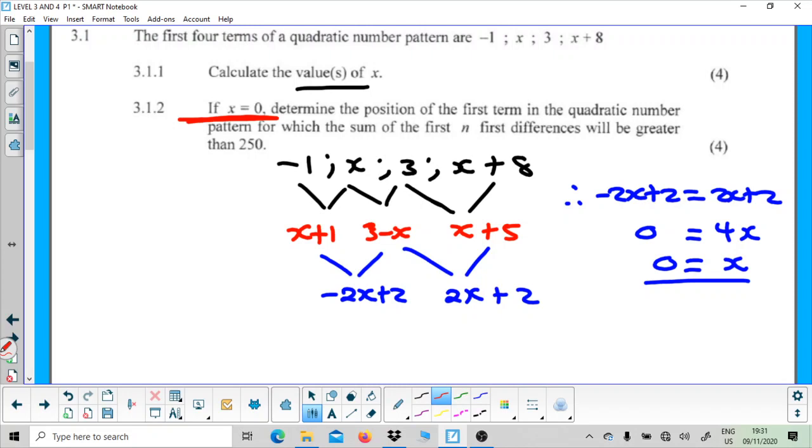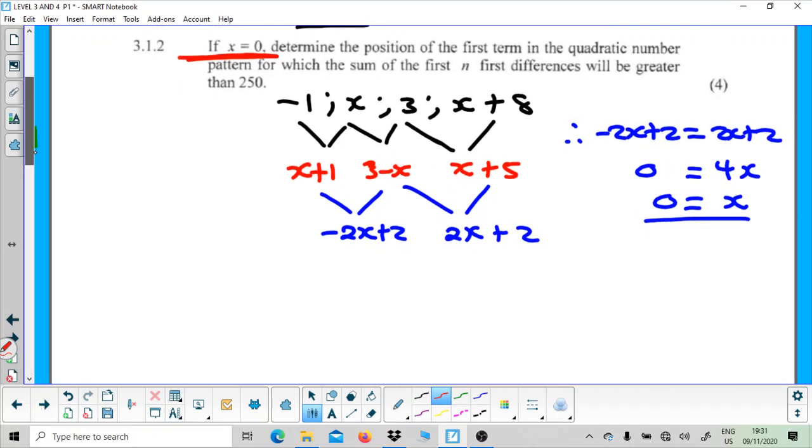Now, what do you want if x is equal to 0? You want to determine the position of the first term in the quadratic number pattern for which the sum of the first n differences will be greater than 250. It's about understanding what they are talking about. If you get mixed up in those words, then it becomes a problem, really. So what we have to do at this point is let's just substitute 0. The sequence now looks like this. The sequence now has negative 1, 0, 3. What is 0 plus 8?